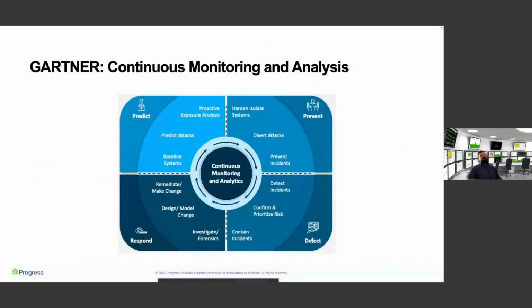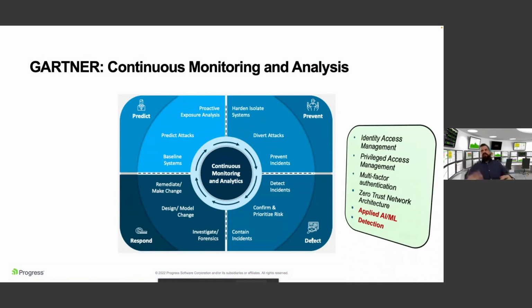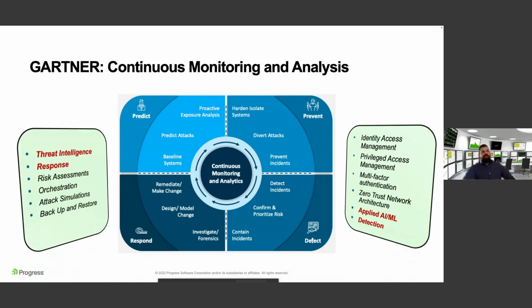Also Gartner is describing continuous monitoring and analysis. This is about predict, prevent, detect, and respond. And this includes principles like identity access management, privileged access management, multi-factor authentication, zero trust network architecture, application of AI or machine learning for better detection, also using threat intelligence, response, risk assessments, orchestration, attack simulations, backup, and restore. This is all about the technology principles applied in the continuous monitoring and analysis framework from Gartner.